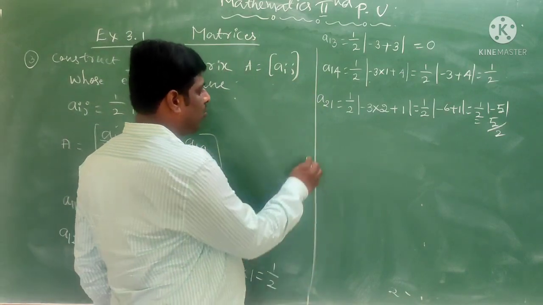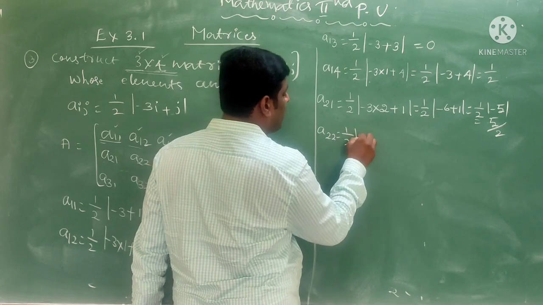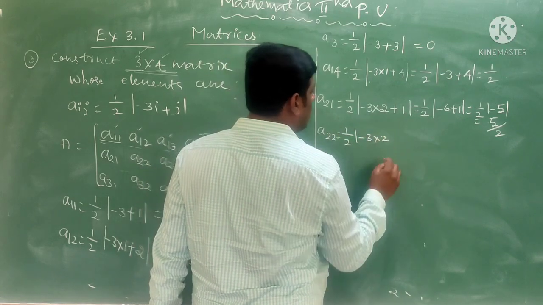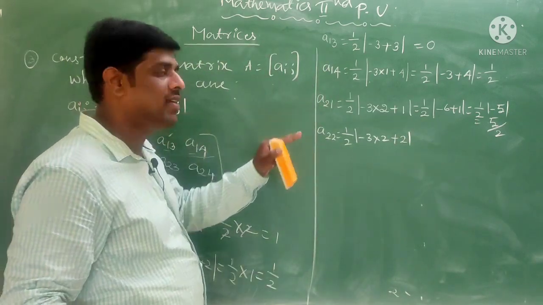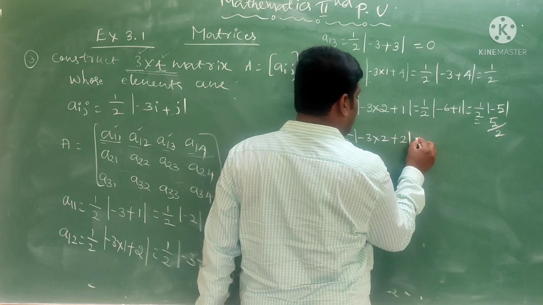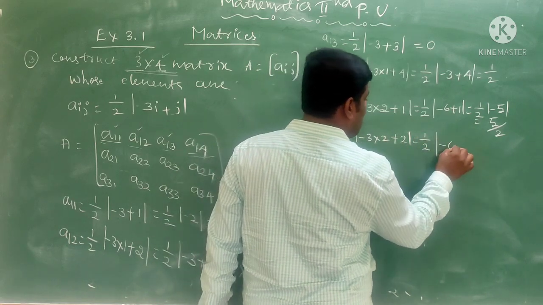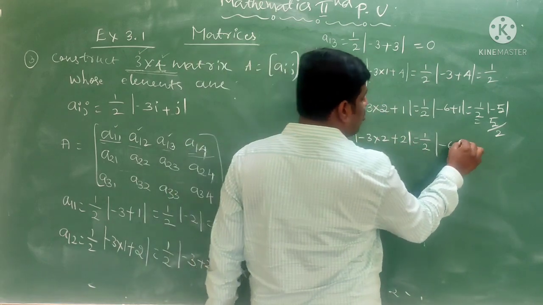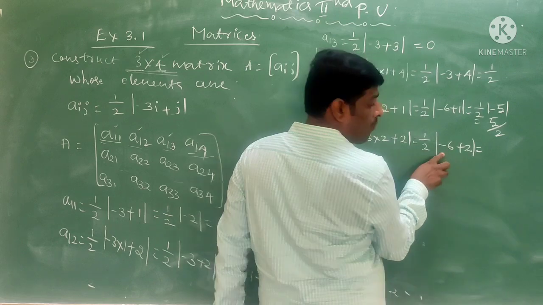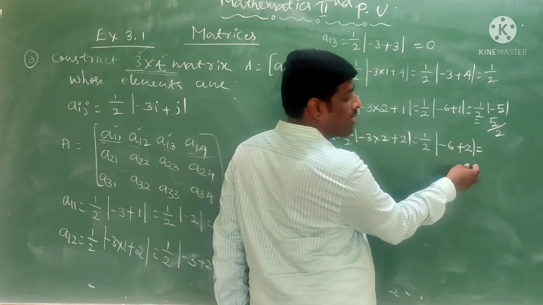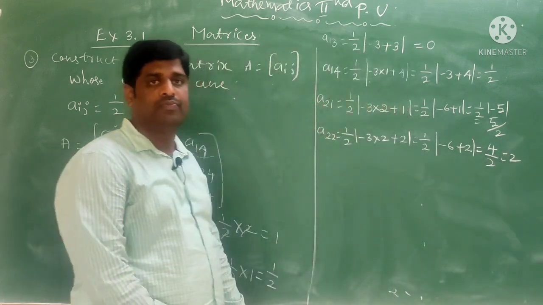Next, A22. A22 is equal to 1 by 2 modulus of minus 3 into 2 plus 2. I value is 2, j value is 2. Okay, that is 1 by 2, 3 2s are 6, minus 6 plus 2. Minus 6 plus 2 is minus 4. Modulus of minus 4 is plus 4. 4 by 2 is 2. Okay.